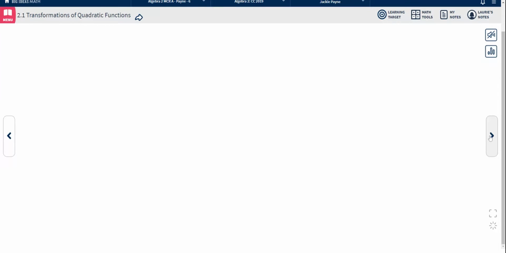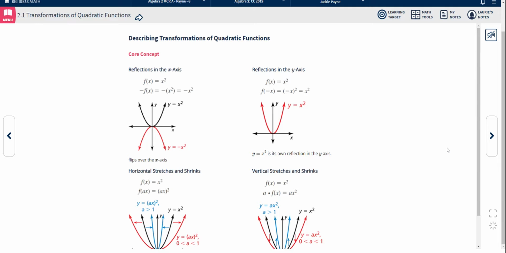Those are extra examples. So we also have reflections in the x. Remember, the reflection in the x changes your y's from positive to negative. If it's a reflection in the y, it only changes the x's from positive to negative. And this is symmetric. So y equals x squared is its own reflection in the y-axis.